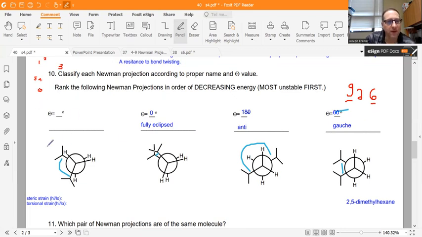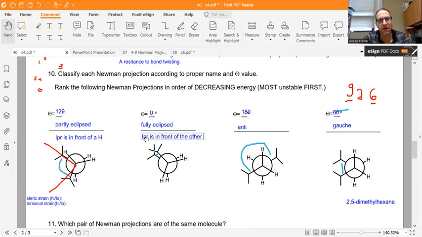Some word art. And again, if I was to make this a 90-degree angle from the sphere, that would be like that, wouldn't it? Don't you think that that blue angle is a little bit more than 90? Indeed, it is. It's 120. So this is partly eclipsed. And you can actually see that without maybe having to do the bond angle, because the isopropyl group is in front of a hydrogen, whereas over here, for full eclipse, the isopropyl group is in front of the other isopropyl group.